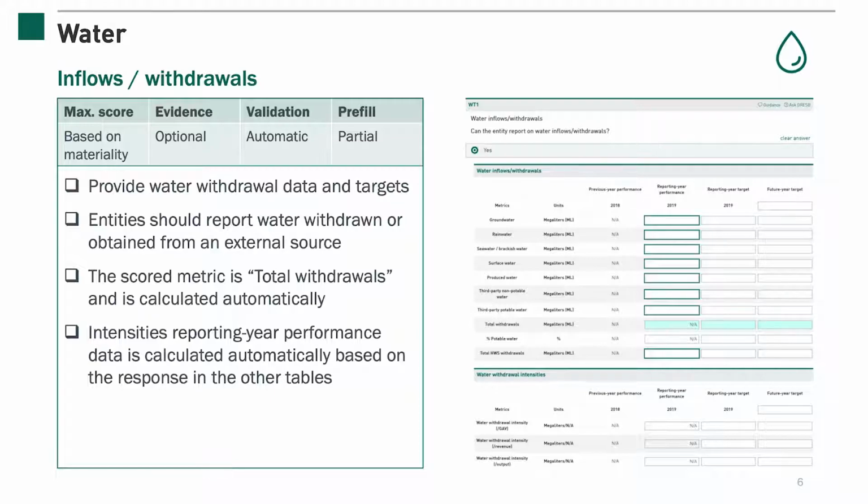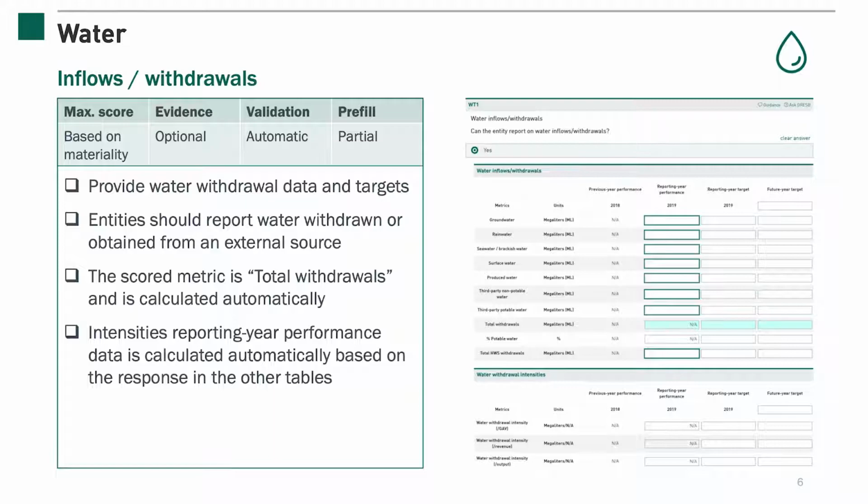Total HWS withdrawals refers to any withdrawals from areas with high or extremely high baseline water stress. This is a subset of total withdrawals. Entities should assess whether they are withdrawing water from any areas that could be considered to be under high or extremely high baseline water stress and enter this mandatory value. High water stress areas can be identified in the World Resources Institute's Water Risk Atlas tool called Aqueduct.